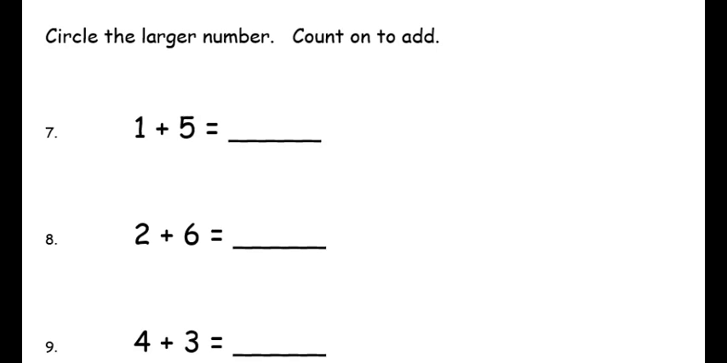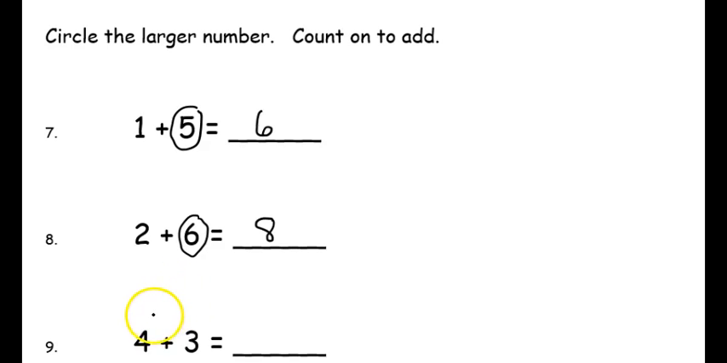And in the last section, we're going to solve all of these problems by first circling the larger number and then counting on to add. In the first problem, I have 1 plus 5. 5 is the larger number, so I would count 5, 6. In the next problem, 6 is the larger number. I'll circle that, and I would count 6, 7, 8.